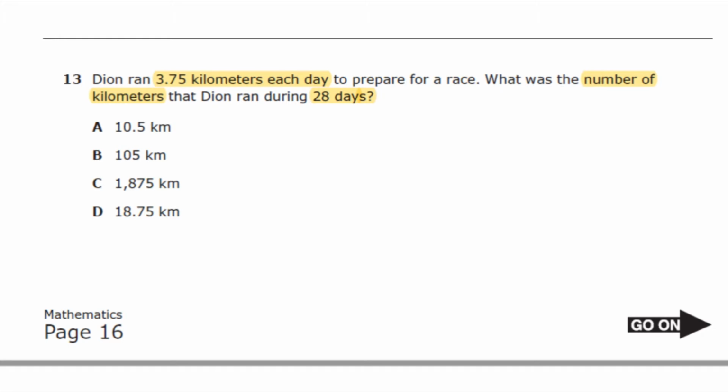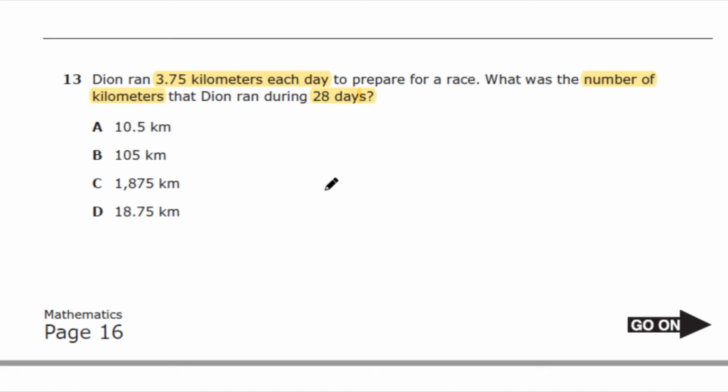Okay, so what's happening is that on the first day, Dion runs 3.75 kilometers. Now the next day, he runs another 3.75 kilometers. And the next day, he runs another 3.75 kilometers. And this continues for 28 days. So we need to know the total number of kilometers that he ran.